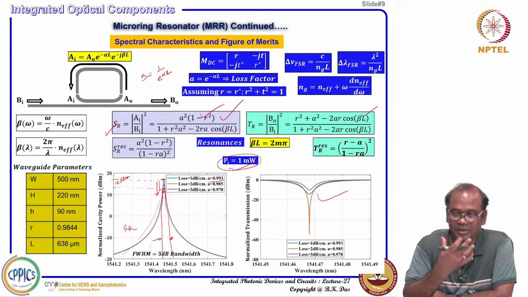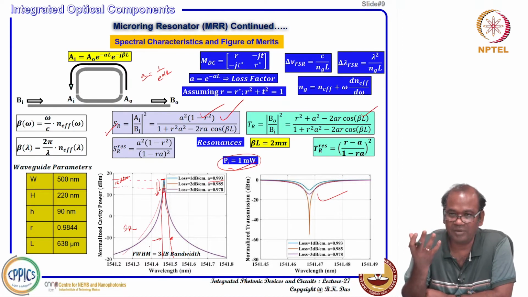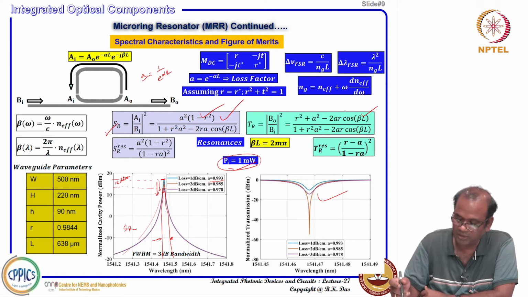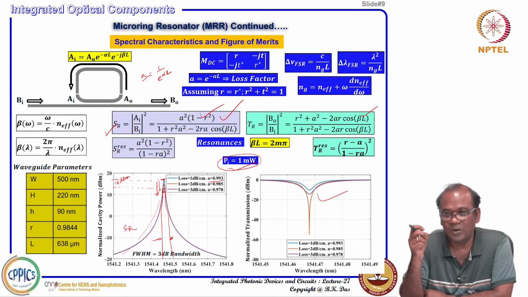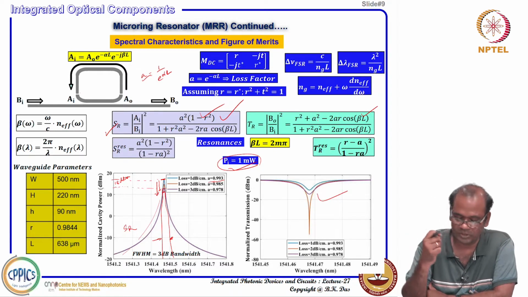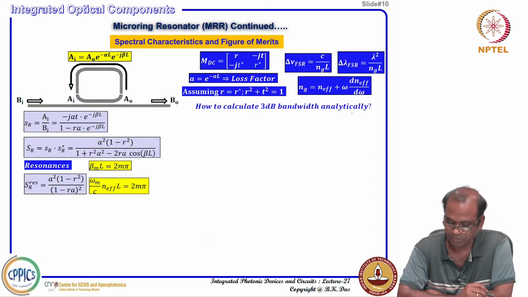Analytically means: can we express or derive an expression without simulating this? I can directly put in some parameters so that I can predict what the 3 dB bandwidth of this resonance is. Let us try that.